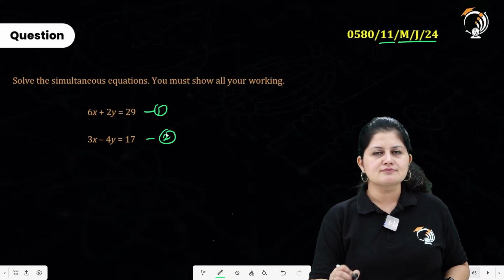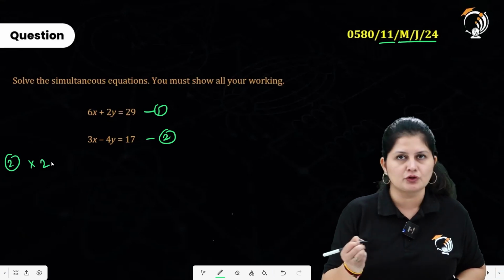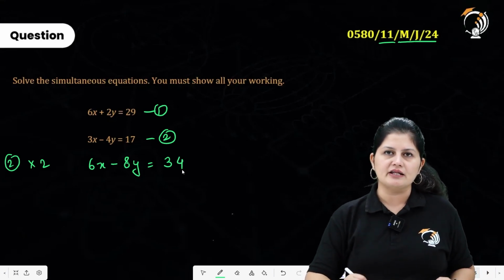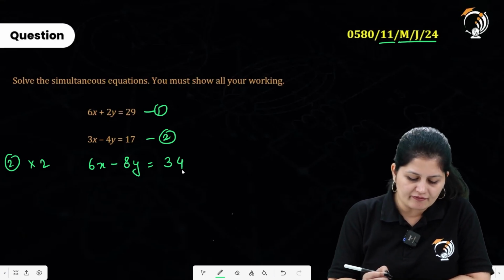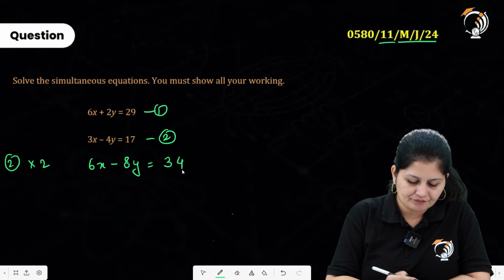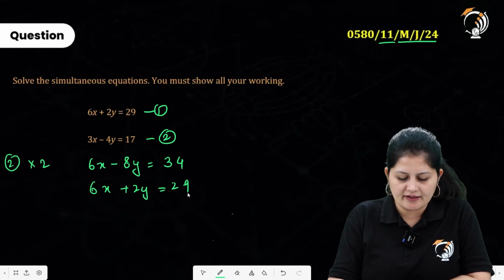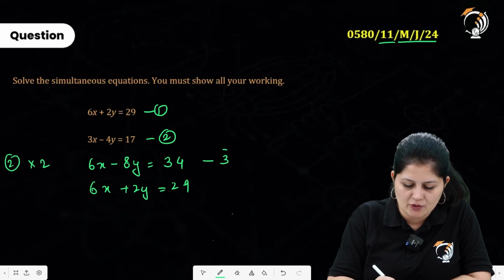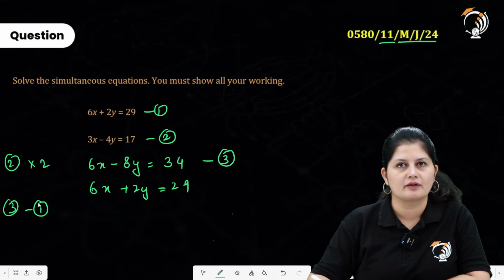Further, let's just multiply equation 2 with 2. So in that case, I'm going to get it as 6x minus 8y is equal to 34. That is what we are getting after multiplying equation 2 with 2. Later on, if I have a look here, this was the first equation that we had. I'm just writing it under this. Further, if I'm going to subtract these two equations, let's take this as equation 3 now. Okay, let's do equation 3 minus equation 1.